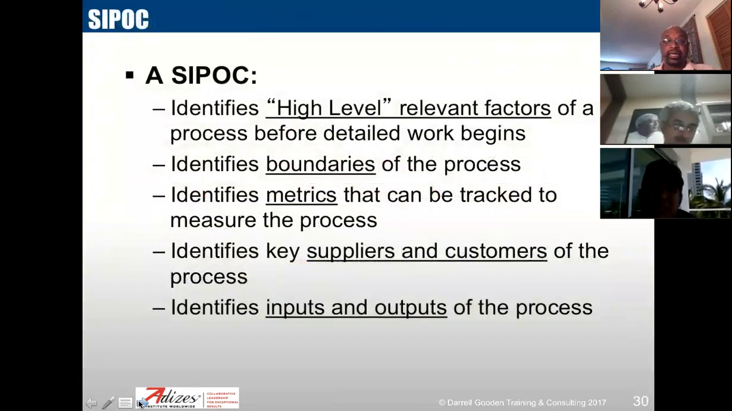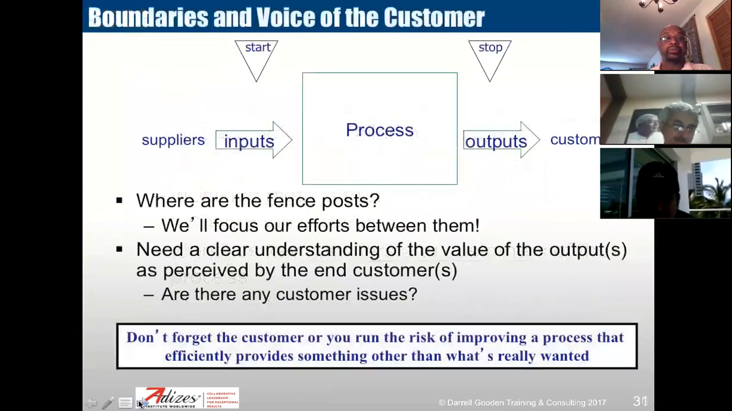So it identifies at a high level the relevant factors. It's identifying key boundaries, and it's starting to begin to reveal to you certain metrics that are important, all right? And it's identifying inputs and outputs. Now, this is another view of how boundaries become evident in the SIPOC. So the process is what we're interested in, right?